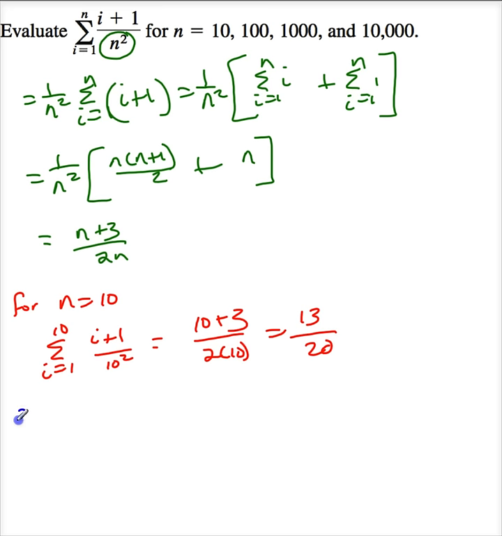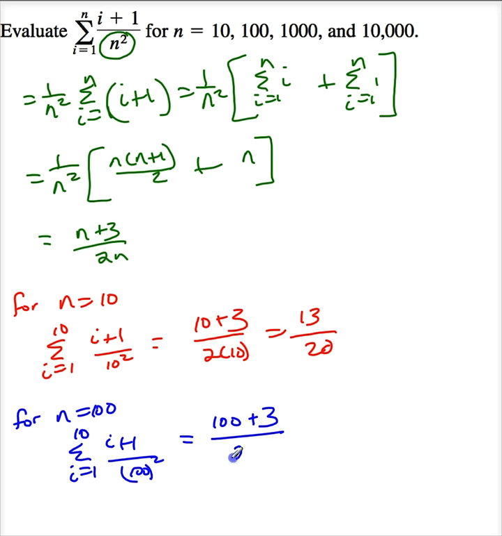For n equals 100, the sum as i goes from 1 to 100 of i plus 1 divided by 100 squared is equal to 100 plus 3 divided by 2 times 100, or I get 103 divided by 200, and so on.